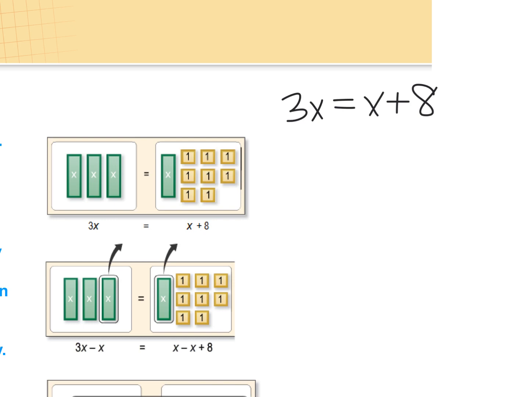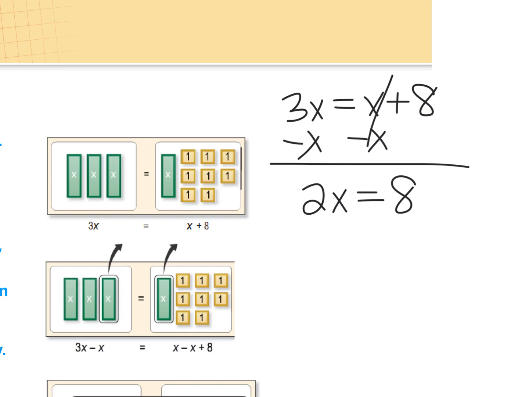So let's think. How would I move this 8 if I was trying to get this x by itself? How would I get this 8 to the other side? I would subtract it, right? How can I get this x to the other side? Subtract. Why do you say subtract? Because it's positive. Okay, so we're going to subtract x on both sides. So now we have 2x equals 8.